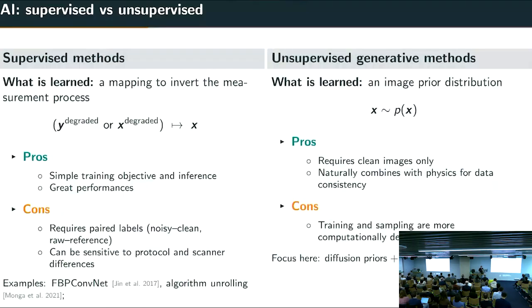On the other hand, we have unsupervised generative methods, and they don't learn a mapping; they learn a prior distribution of the images. They're useful because they require clean images only. We don't need paired data, and they can be combined naturally with forward models for image reconstruction. However, they tend to be computationally expensive for training and also for inference.